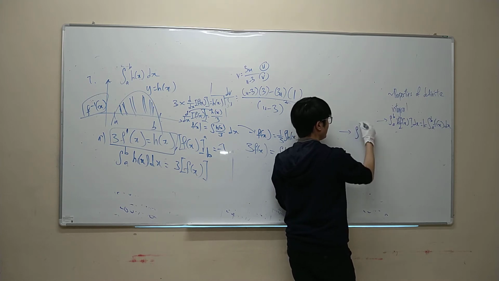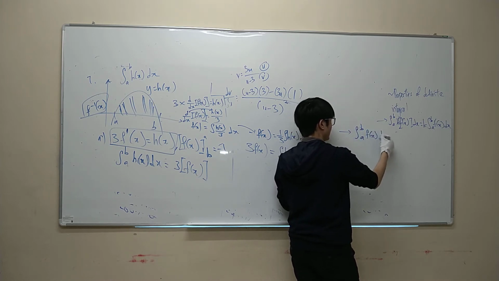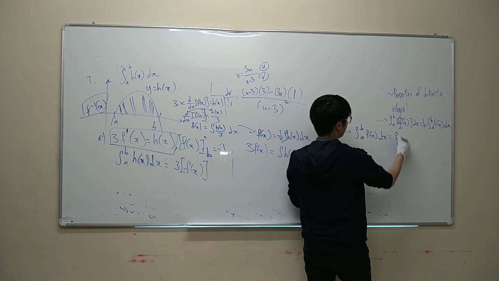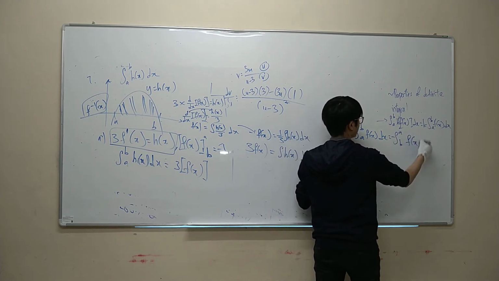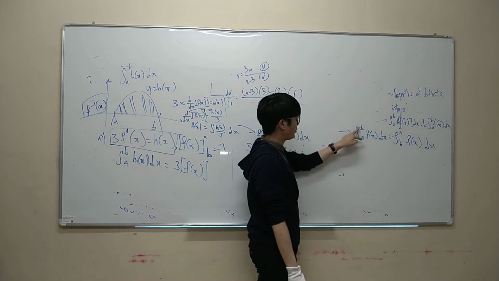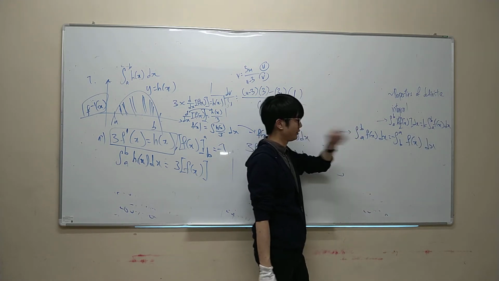The next property is integrate BA fx dx. Saya boleh terbalikkan dua nombor ni to AB, tapi saya kena tambah negatif di depan, like this. Alright, so I want to terbalikkan can, but I need to tambah negatif in front.